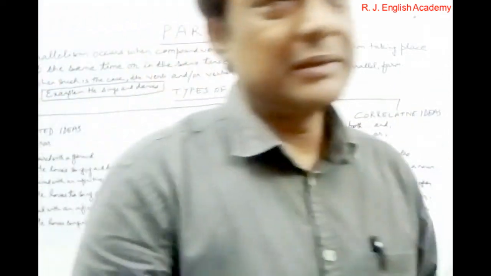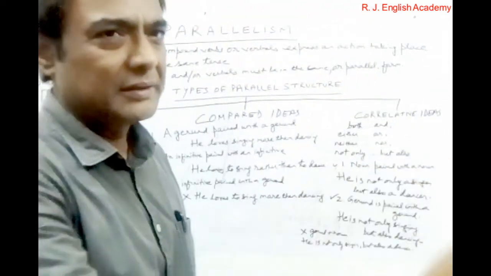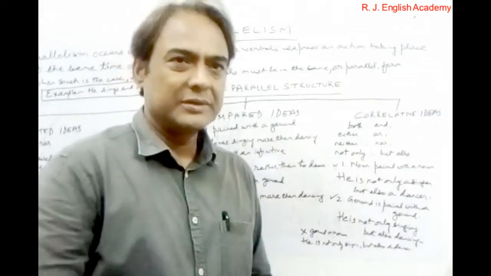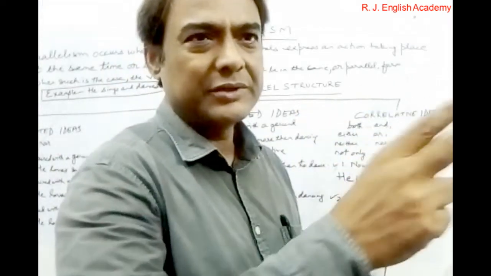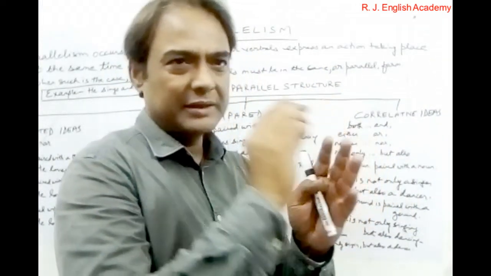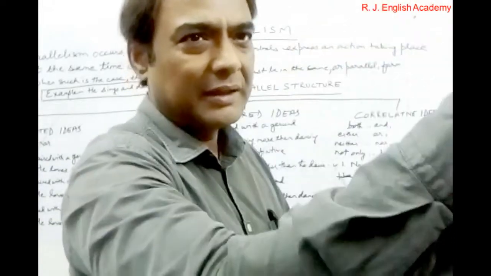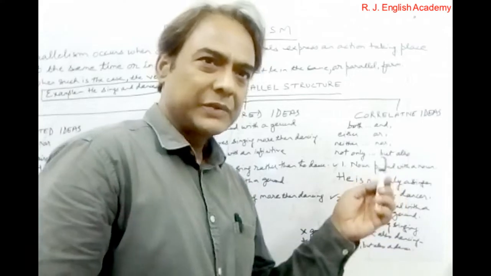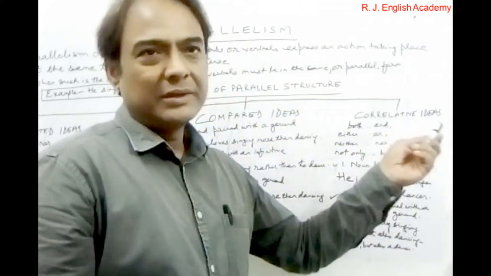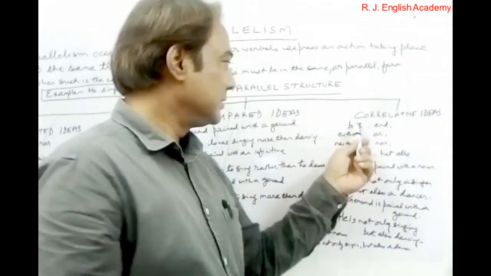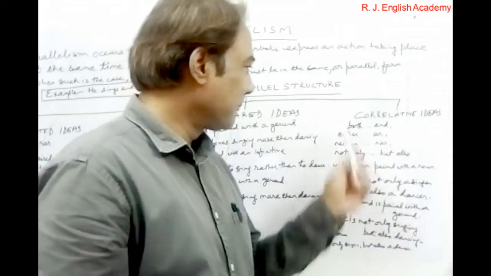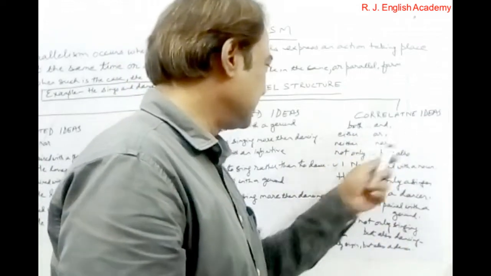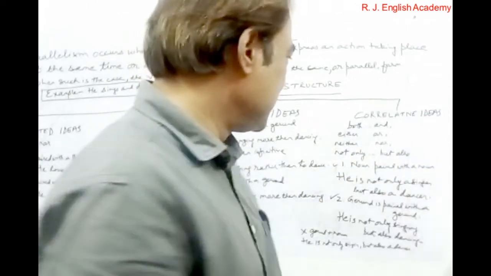If then: if something happens, then that will take place. So if and then are correlative conjunctions which correlate two ideas, something happens and that taking place. We have correlated two ideas. Right? Now we can use any of them: both and, either or, neither nor, not only but also.